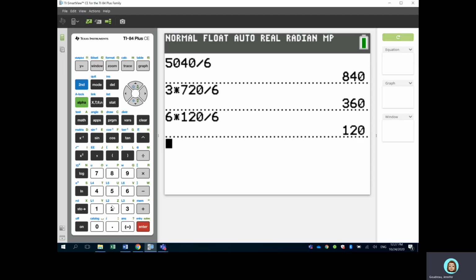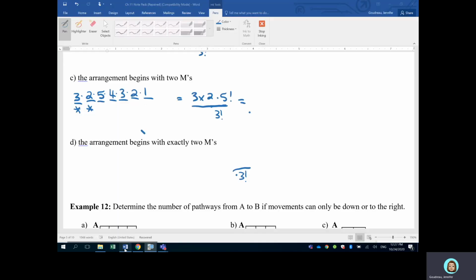So you can see it speeds up on the calculator a little bit when you know what some of the factorials are. So knowing that 6 factorial is 720, knowing that 5 factorial is 120, you'll start to recognize the numbers and it gets easier to put it into the calculator. So for this one, we have 120 arrangements that are possible.